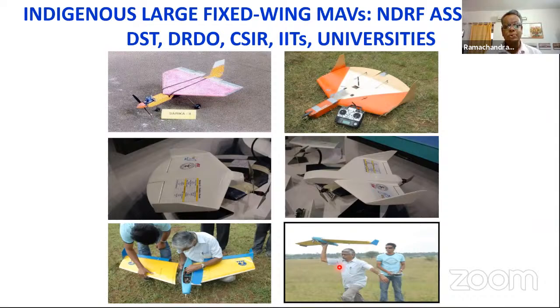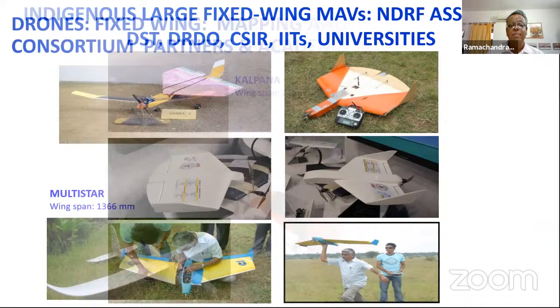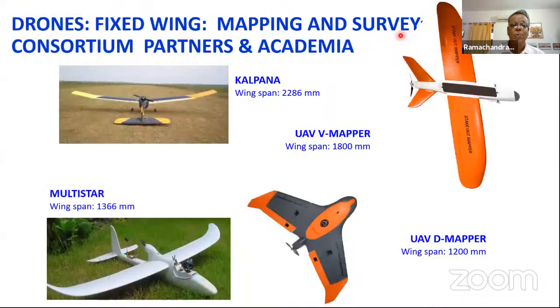NDRF was associated with this national program, which was funded, as I told you, by DST, the Department of Science and Technology, DRDO, and CSR. IITs and universities were our partners, and we did quite a good job of developing many of them. Some of the examples from our partners in the program are here. The ones shown here are the fixed wing vehicles done by some of our consortium partners in academia.